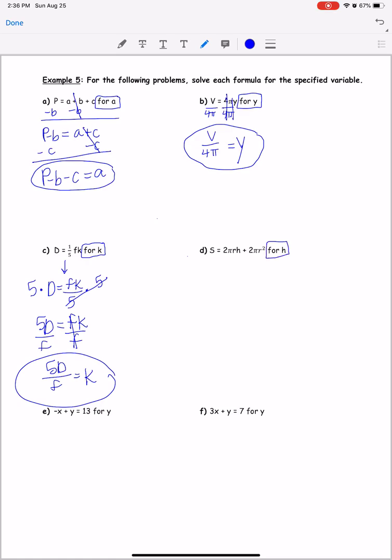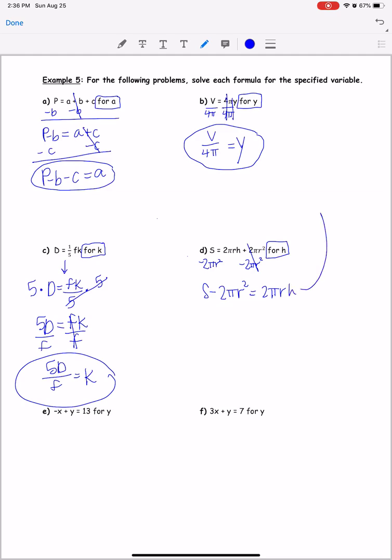So, to get this H by itself, I need to move this entire term over. So the opposite of a plus 2 pi R squared is a minus 2 pi R squared. So we're doing that to both sides. So that whole term cancels. I can't combine an S with a pi R squared. Those are unlike terms. So I've got S minus 2 pi R squared equals 2 pi RH.